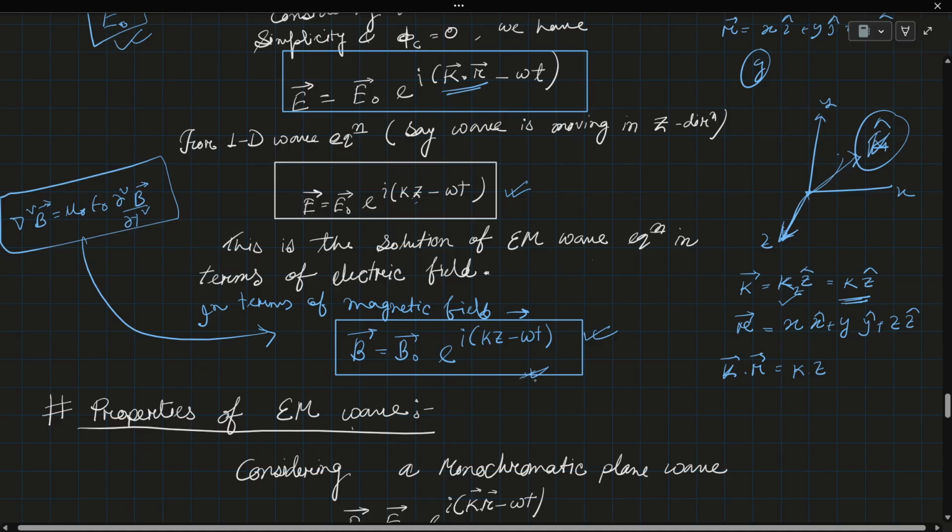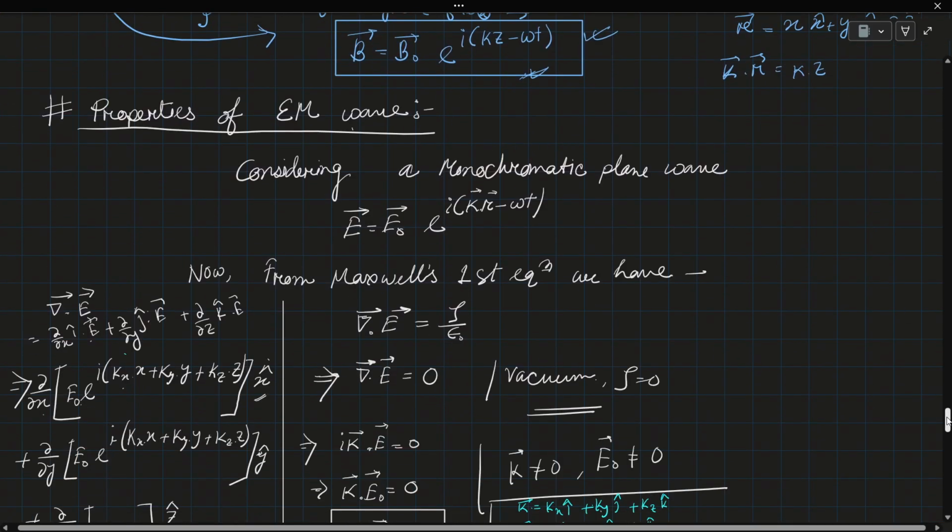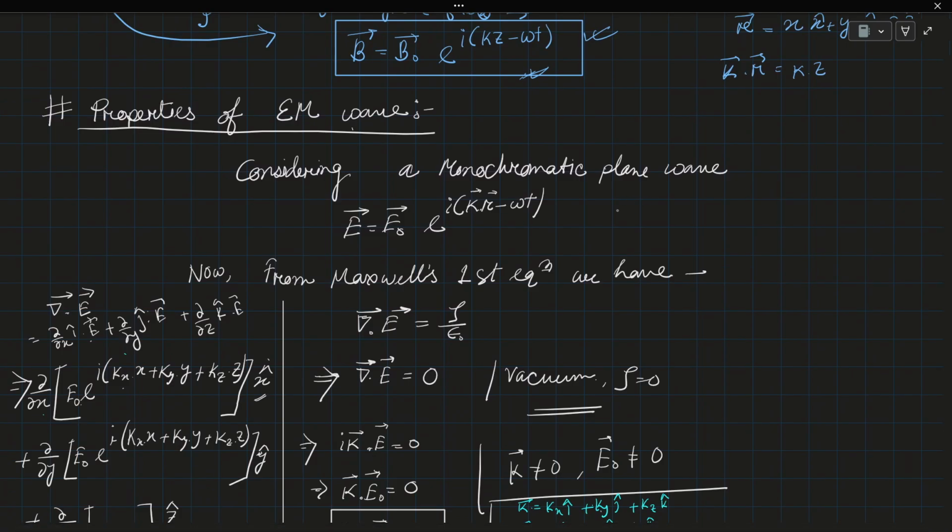Now I am going to prove some properties of the electromagnetic wave from these two equations. Let me proceed further. I was considering a monochromatic plane wave, so E can be written as E naught e to the power i k dot r. I hope you all have understood how we get k dot r. Let's say the wave is moving in the k cap direction, so the wave vector is the k vector, and the r vector is simply the position vector.